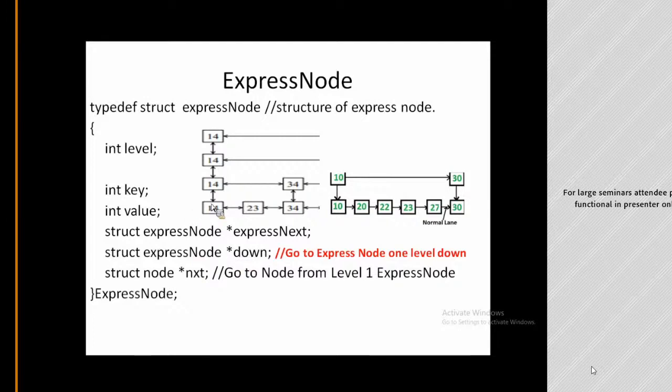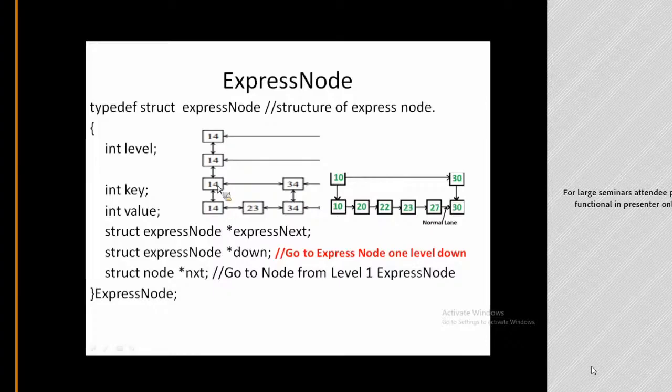And the third one is your struct node. One of the students asked me, sir, can we split this into two? One is the express node, and the second is the normal node. So this is coming down.